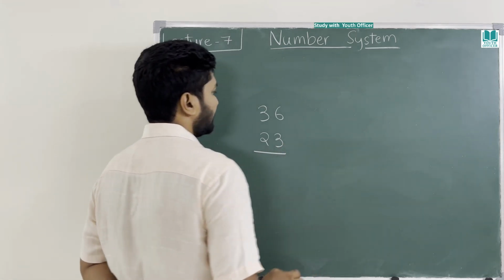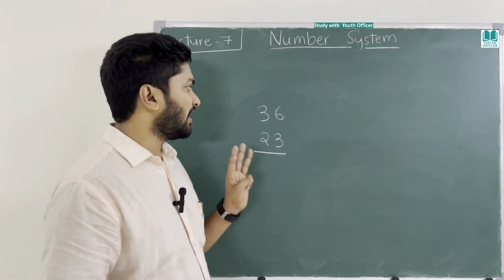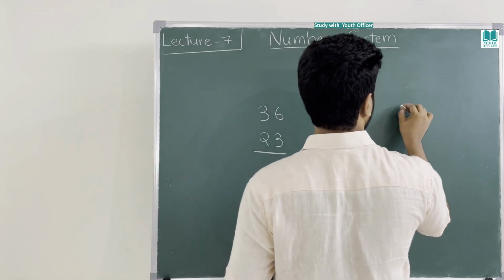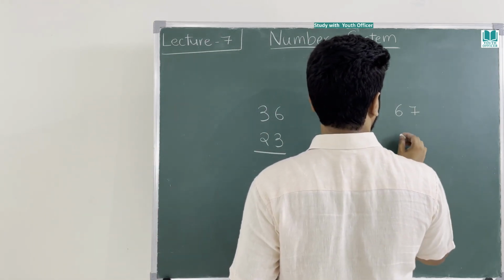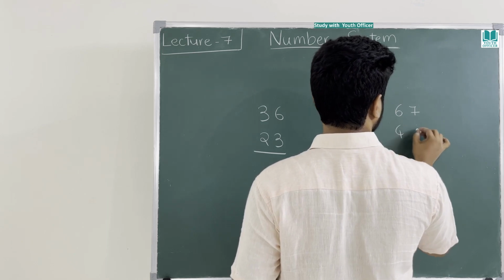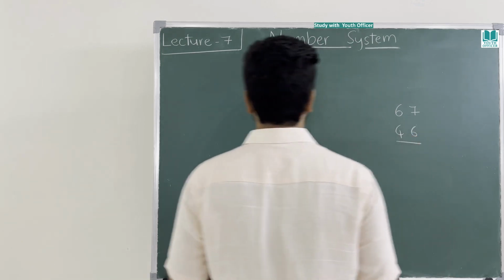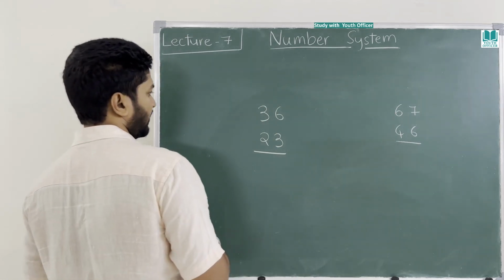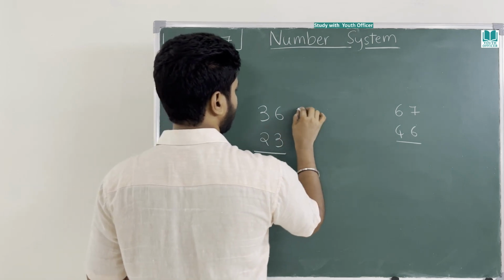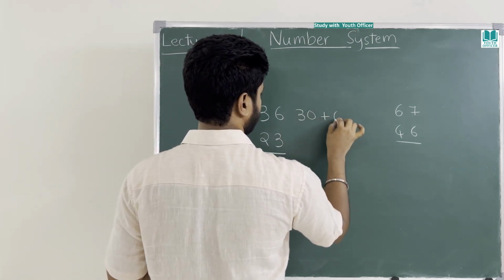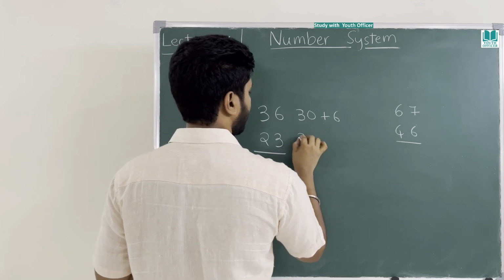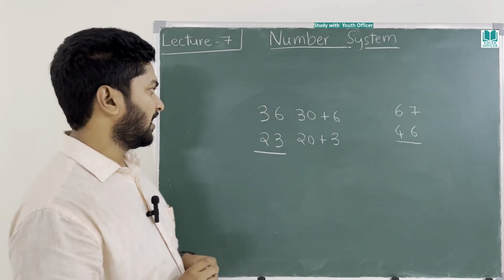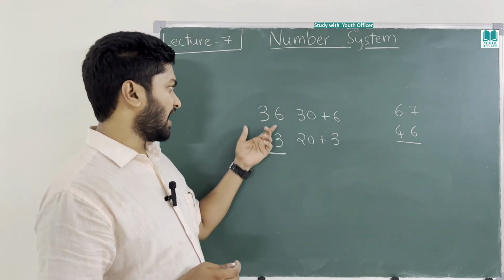I'll show you. There is a 3-way process to add these numbers. And one more example I'll take is 67 plus 46. There is a small difference between these 2 examples. What do I do here? There is 30 here plus 6. There is 20 here plus 3. What are the different ways to add these 2 numbers?